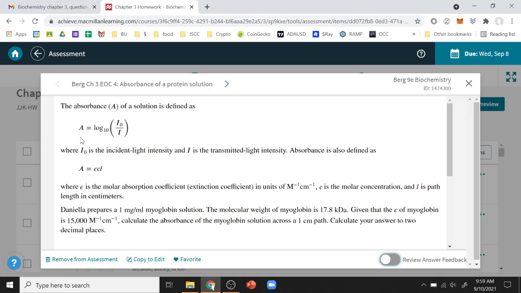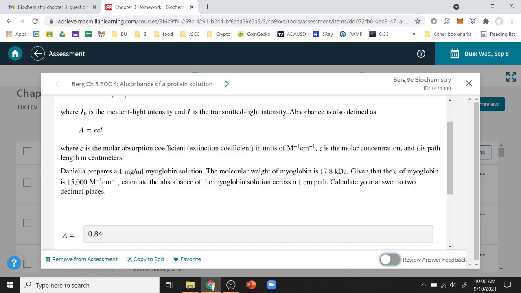It also gives you the absorbance equation, which is absorbance equals the log base 10 of the intensity of your light with nothing there, divided by the intensity with what you have. So how much it could possibly absorb, divided by how much it is absorbing, essentially.